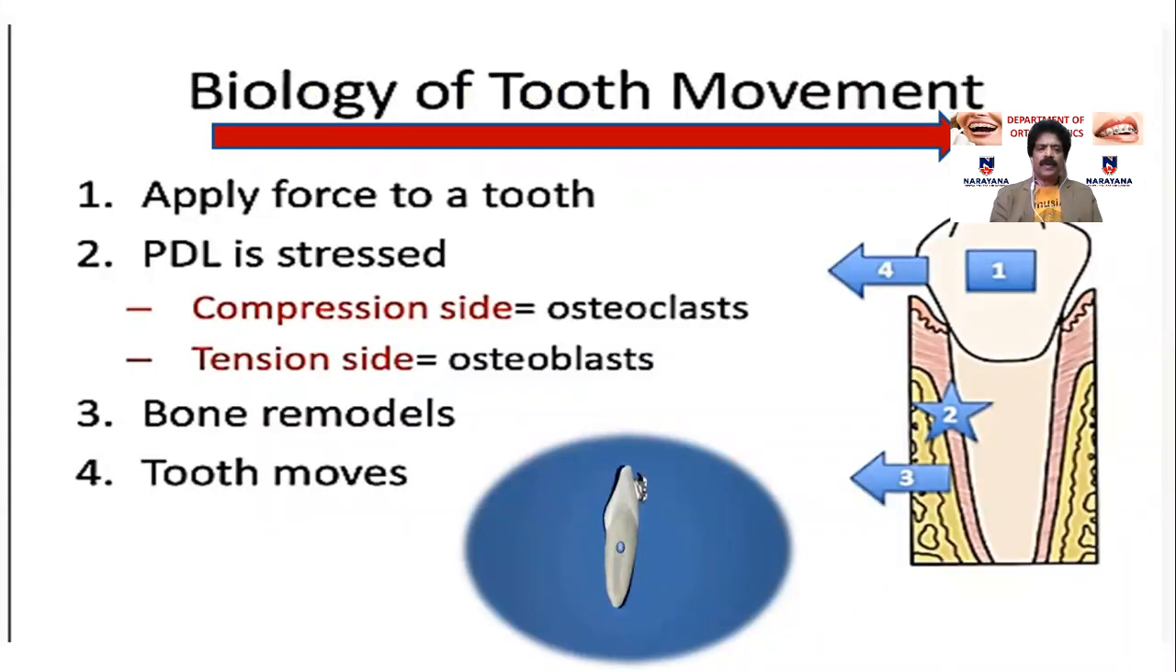So in tooth movement, when you apply the force to the tooth, the PDL is stressed. You look at the PDL, the periodontal ligament, you can see the entire structure here. The periodontal ligament is stressed. So on the compression side, there will be osteoclasts. On the tension side, the other side, you will have osteoblasts. There is bone formation. So that is how the bone remodels and the tooth starts moving.